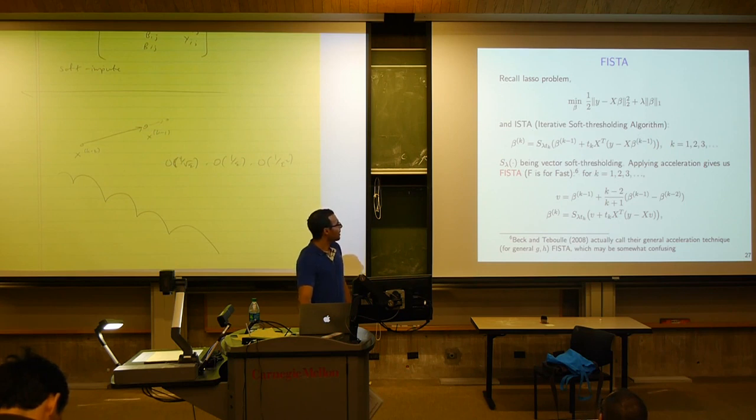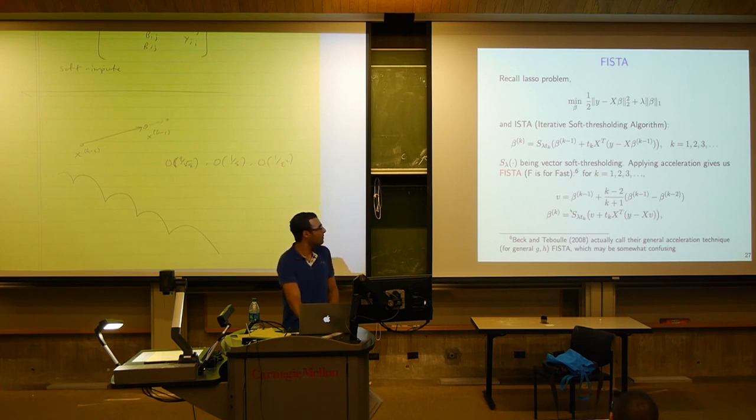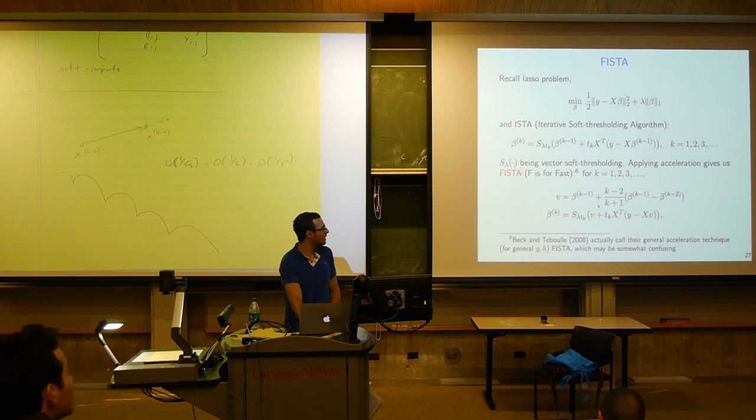If we apply acceleration to proximal gradient and then see what that looks like for this problem, we get something called FISTA, or at least that's what it's called in this paper, by Beck and Teboulle, where the F stands for fast, the fast iterative soft thresholding algorithm. And it's just the usual kind of formulation of acceleration here, right?